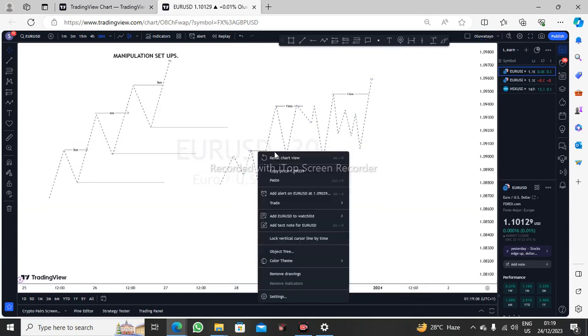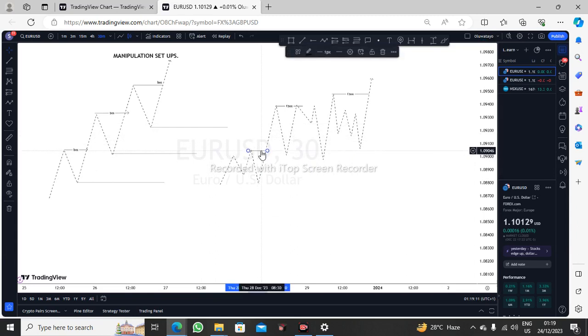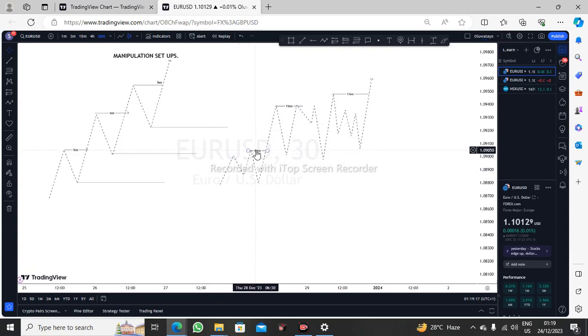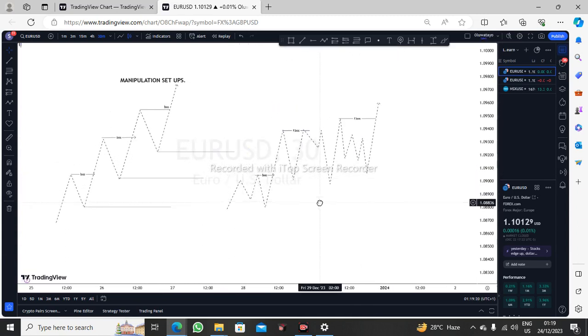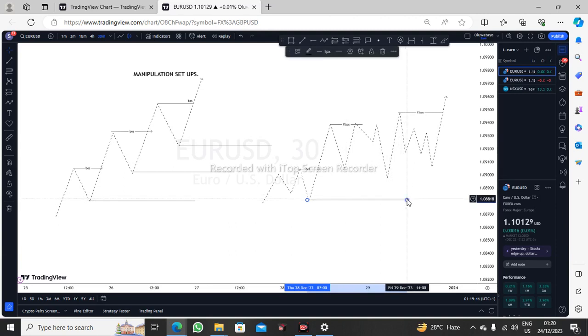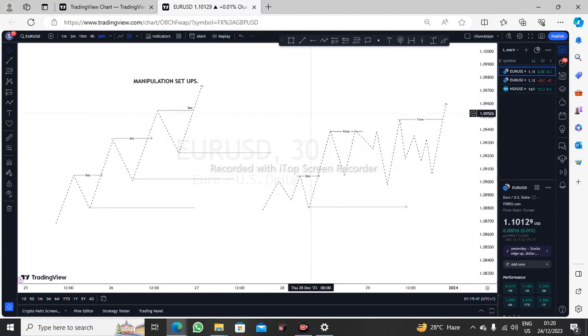Now if you noticed, I labeled all of this FBOS. Sorry, this is actually a break of structure. Now if you study the intent of how price broke, we see that when price broke this particular structure, it broke it with intent, with aggressiveness. That tells you this low is very much protected. We don't want to see price break below this low again. But when price did that, we had a retracement and price came back and broke structure again.